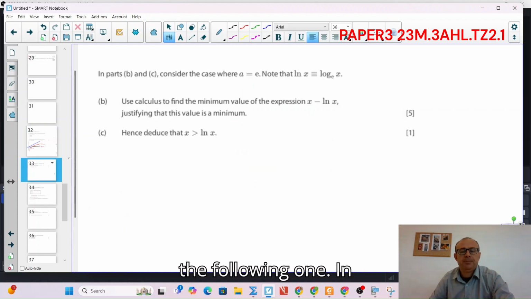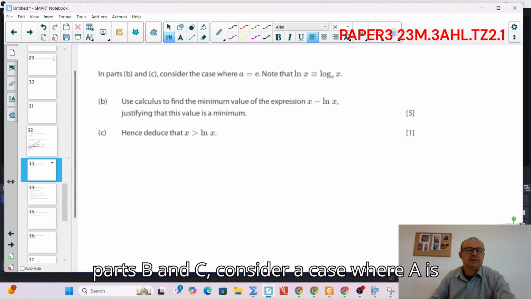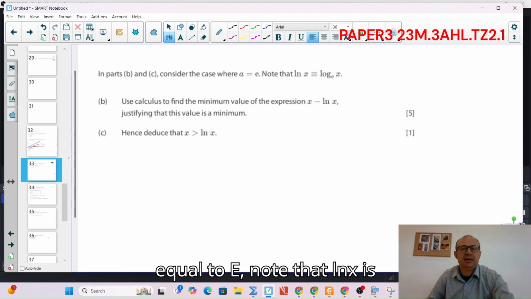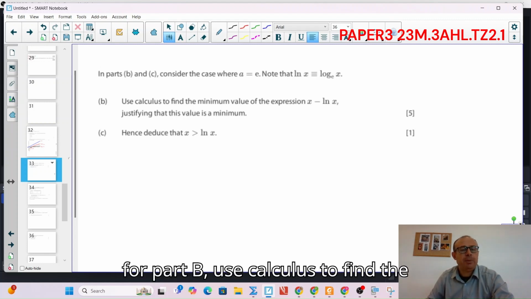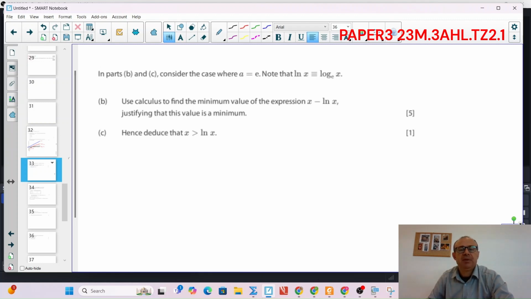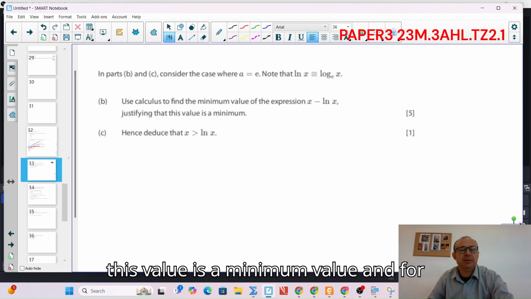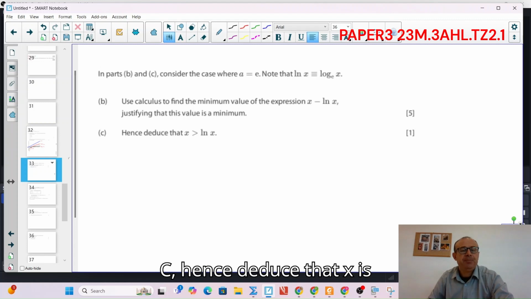The following one. In parts B and C, consider the case where a is equal to e. Note that ln x is equal to log base e of x. Now, for part B, use calculus to find the minimum value of the expression x minus ln x, justifying that this value is a minimum value. And for C, hence deduce that x is greater than ln x.